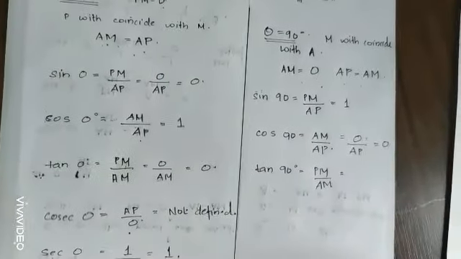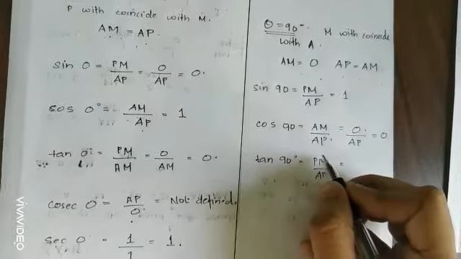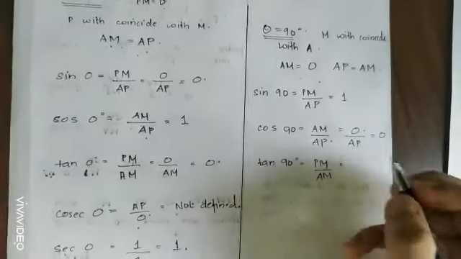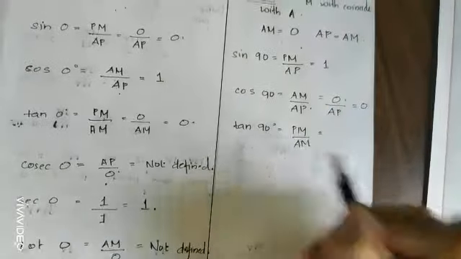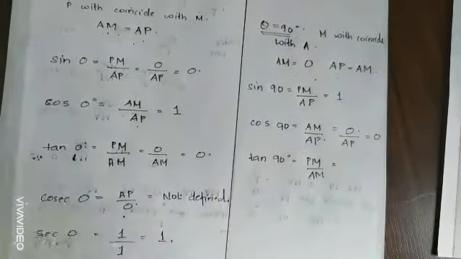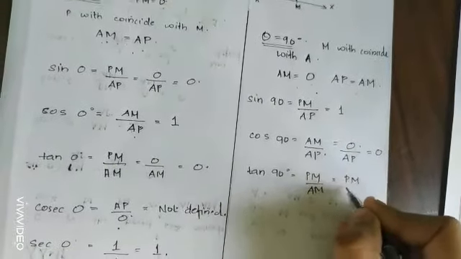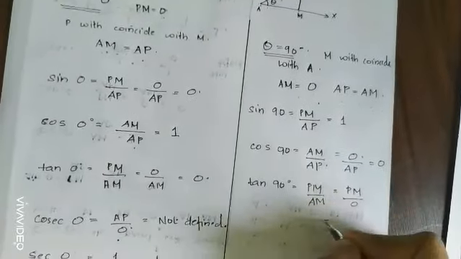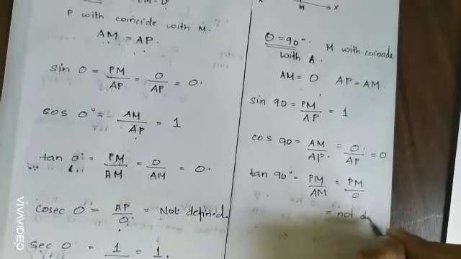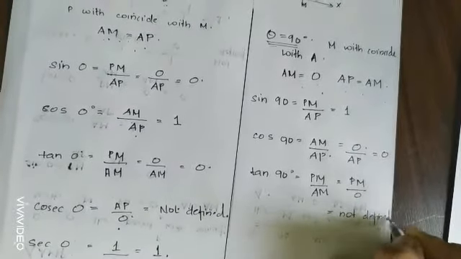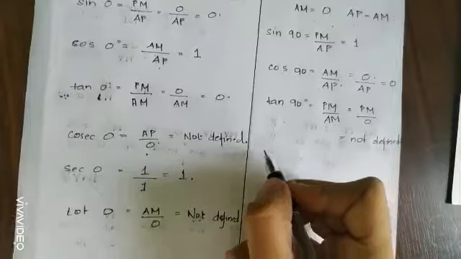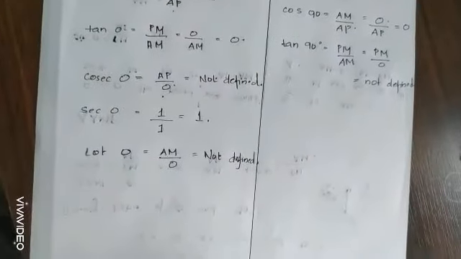This is equal to PM by AM, we know AM is 0, therefore PM by 0 is equal to not defined. Now cosec, sec and cot, the reciprocals.